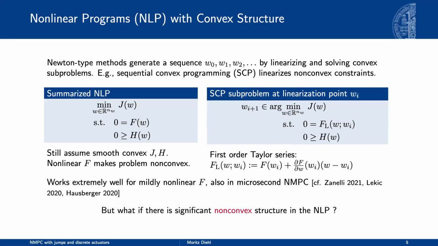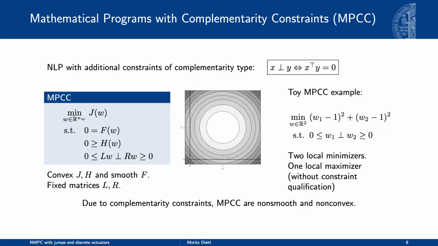So let's have a look at one really nice way to represent non-smoothness in optimization problems. And these are the so-called mathematical programs with complementarity constraints. So that's something I want to share with you. That's a useful way to model non-smoothness. There are different other ones, but the main point is to make that explicit.